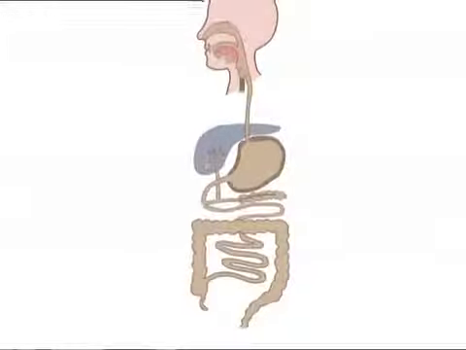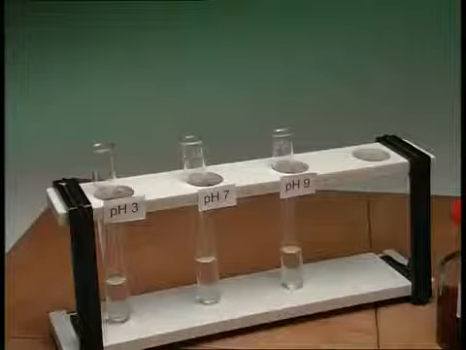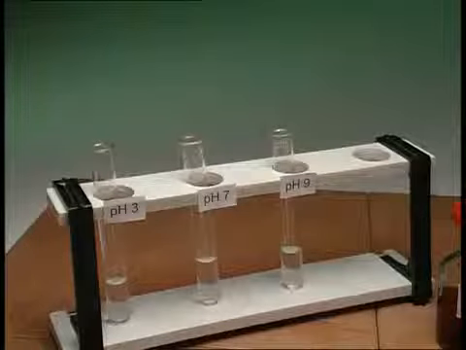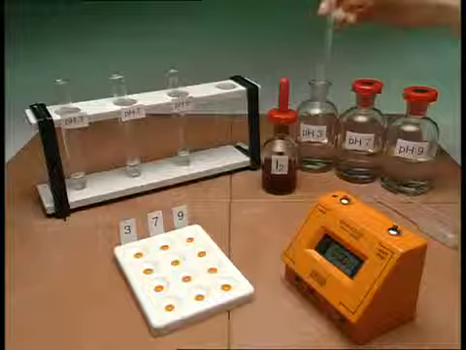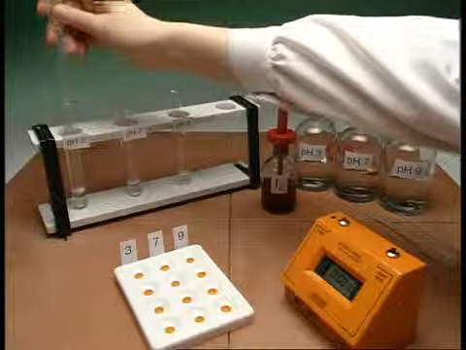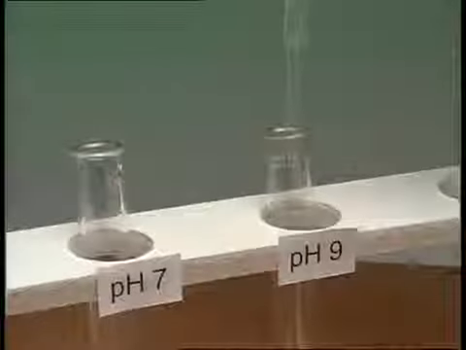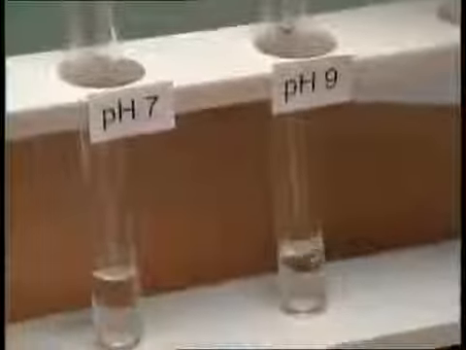To find out, first we'll investigate salivary amylase. There's an equal amount of starch solution in each of these 3 test tubes. A weak acid is added to the first. This solution is pH 3. A neutral solution is added to the second, pH 7. A weak alkali is added to the third, pH 9.